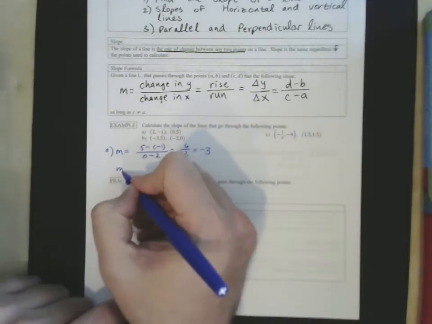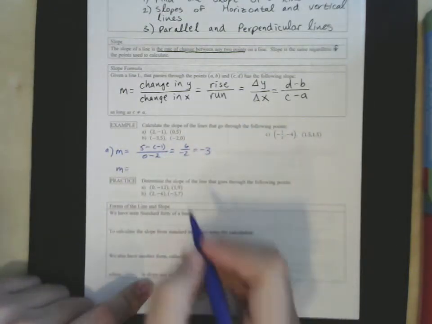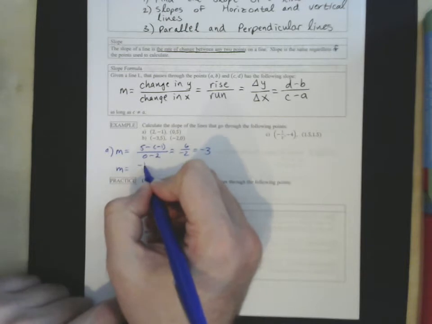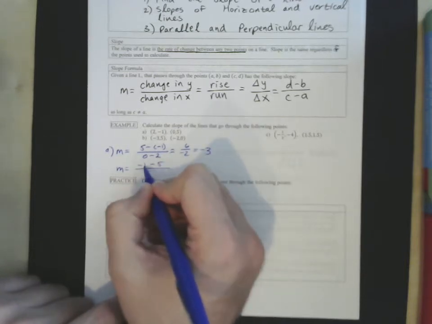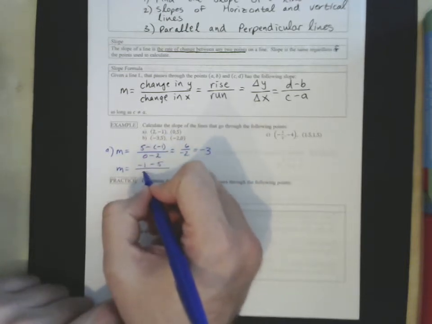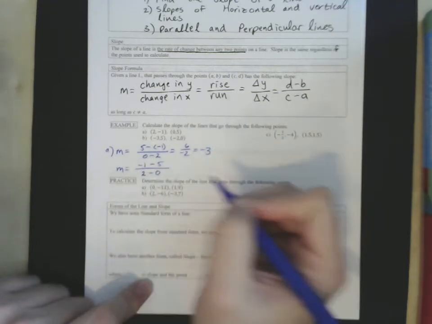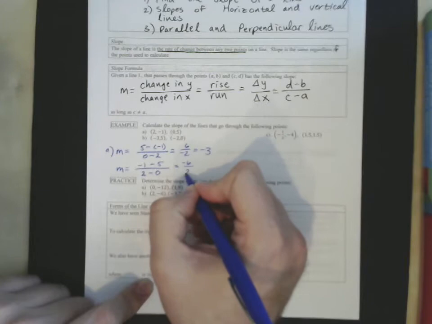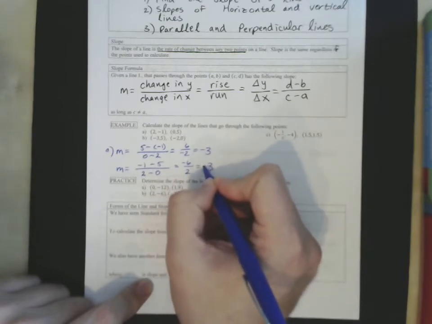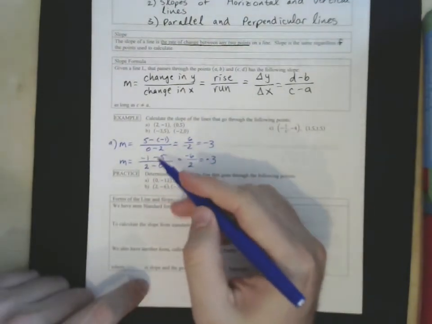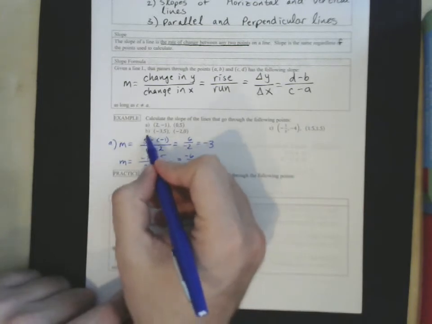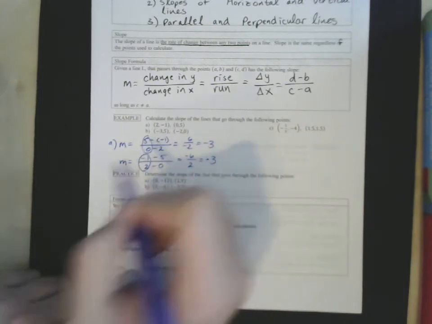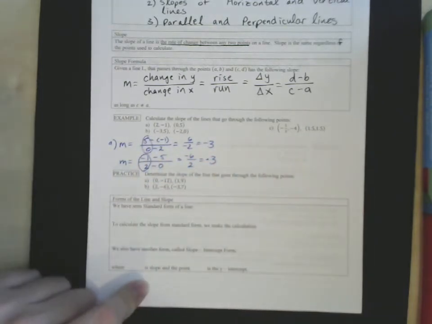So just for fun, let's calculate it the other way. Let's say we did the first one first: -1 minus 5. Now since I chose -1, on the bottom it needs to be 2 minus 0. Well, -1 minus 5 is -6, divided by +2 gets us -3. So it doesn't matter what order we set up our points as long as up and down the components match.